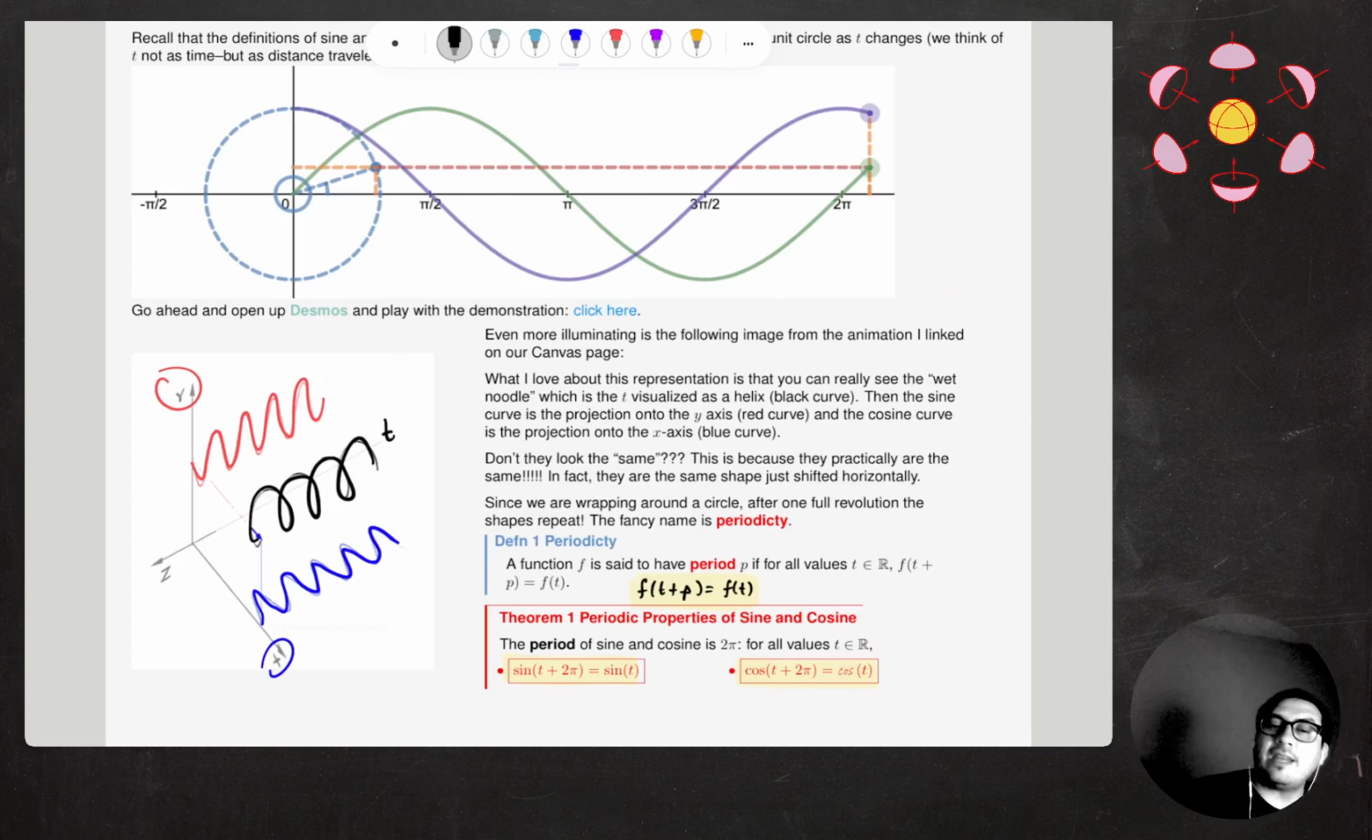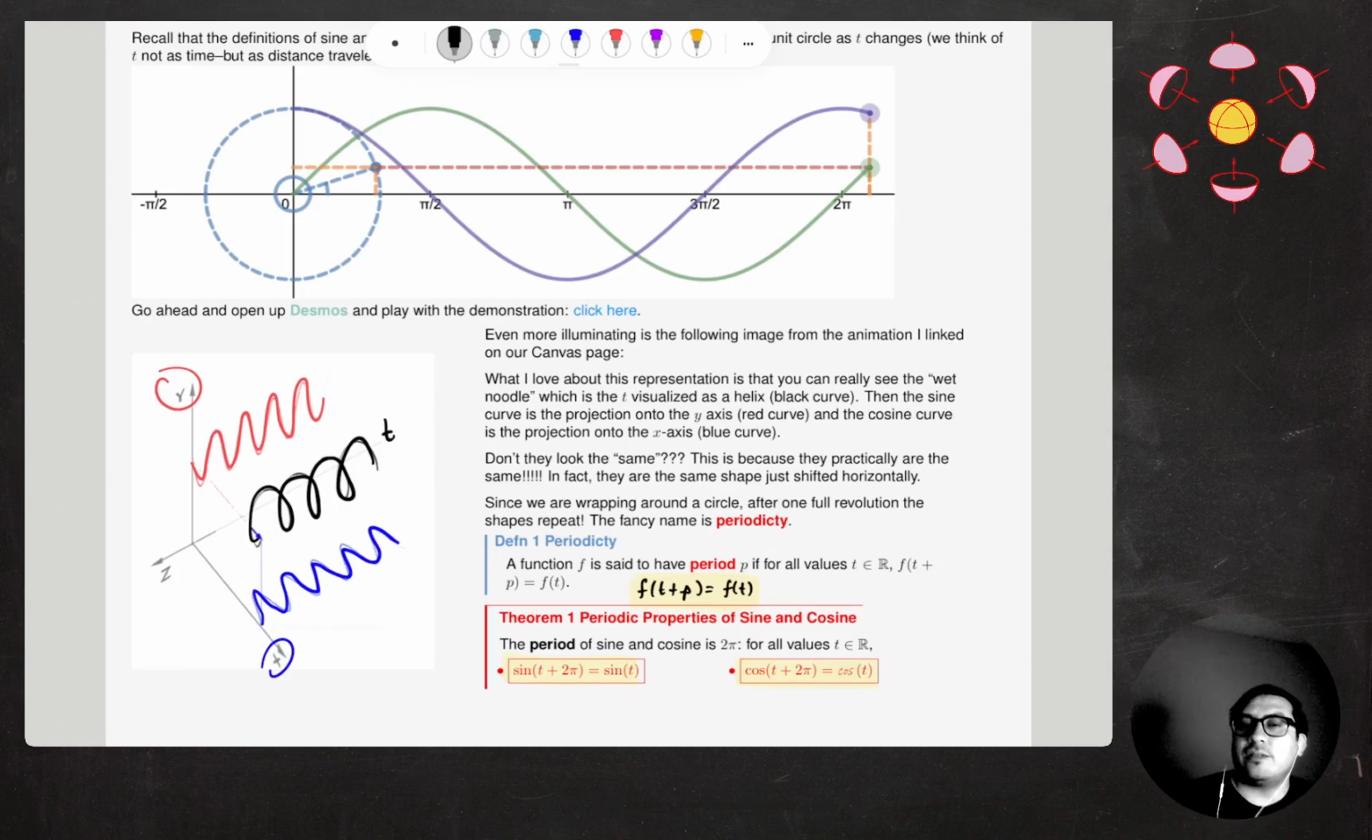Now what's neat is if you look at this picture carefully, it's very hard to tell the red from the blue. They look almost identical, and that's not a coincidence. In fact, sines and cosines are the same shapes of curves. The only difference is that one of them is shifted compared to the other one. So they're actually the same. We'll prove that a little later.